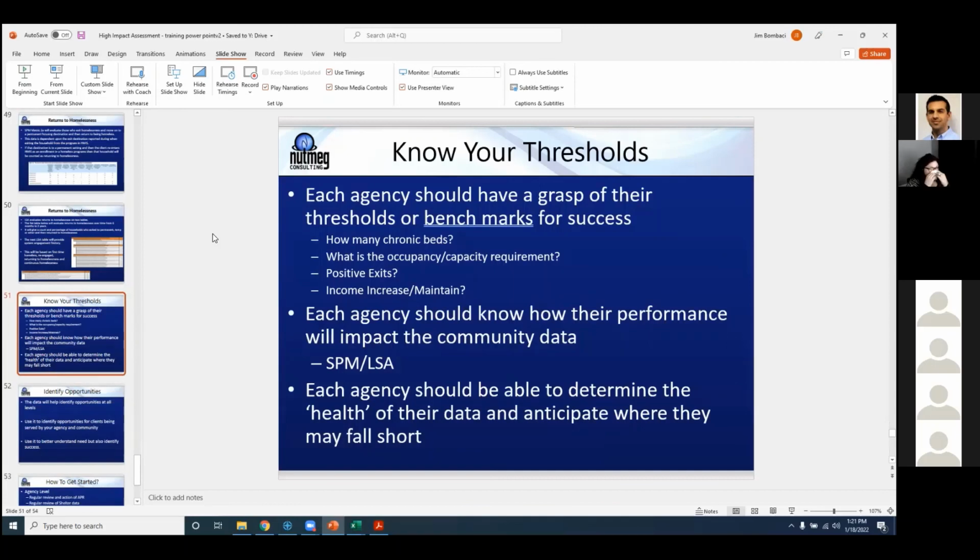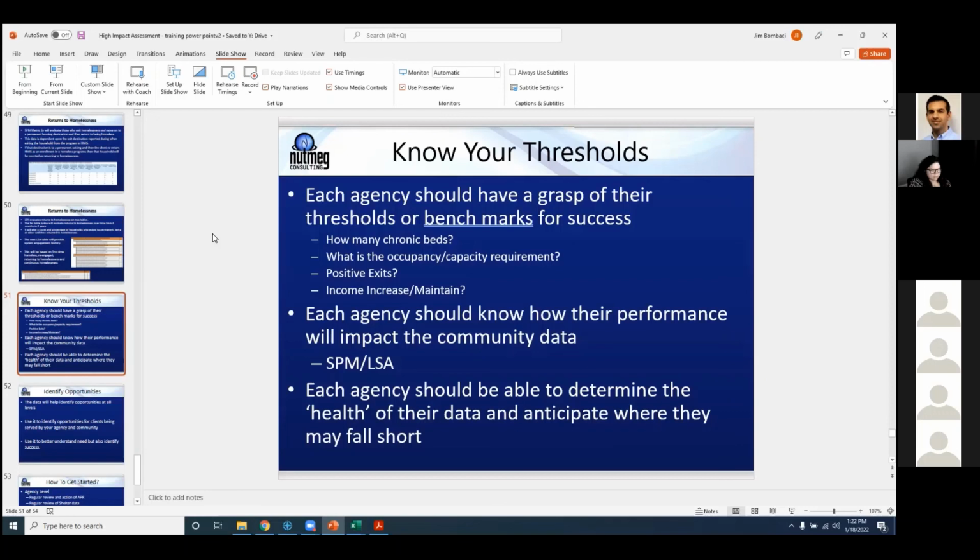The next couple of slides, we're going to just go through and then we'll be done. So know your thresholds. Each agency should have a grasp of their thresholds or benchmarks for success. How many chronic beds do you have? What's your occupancy or capacity requirement? How many positive exits have you had? How many positive income increases have you had? You're going to want to track those.